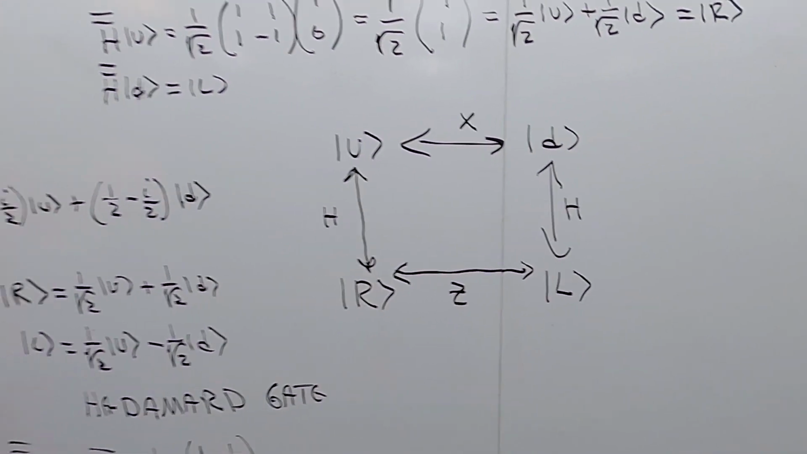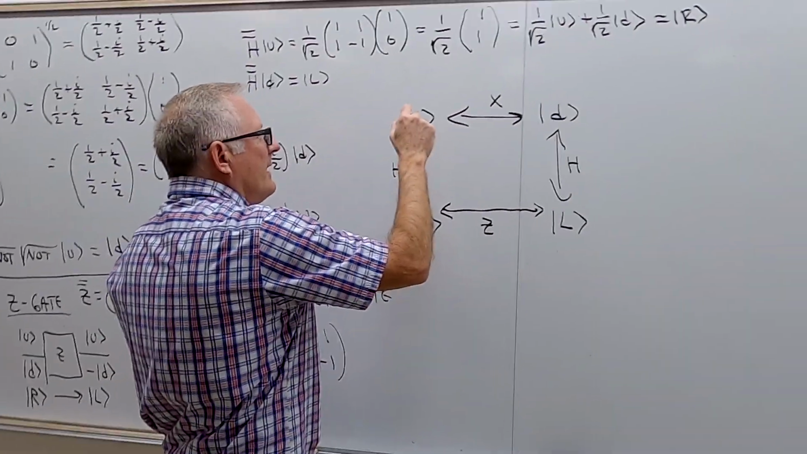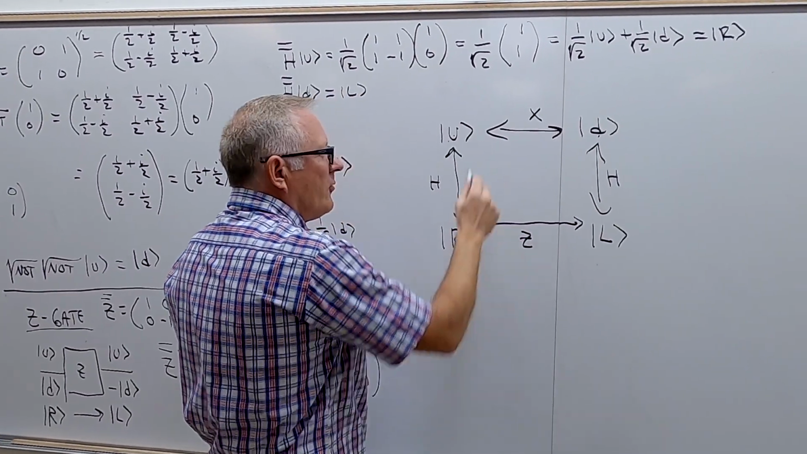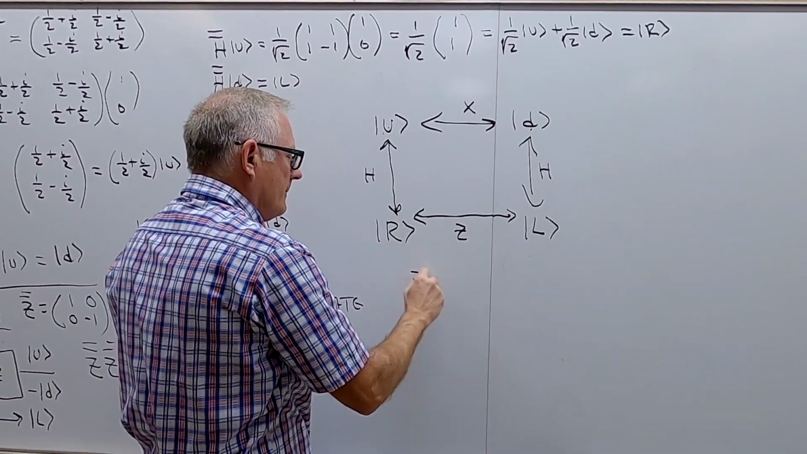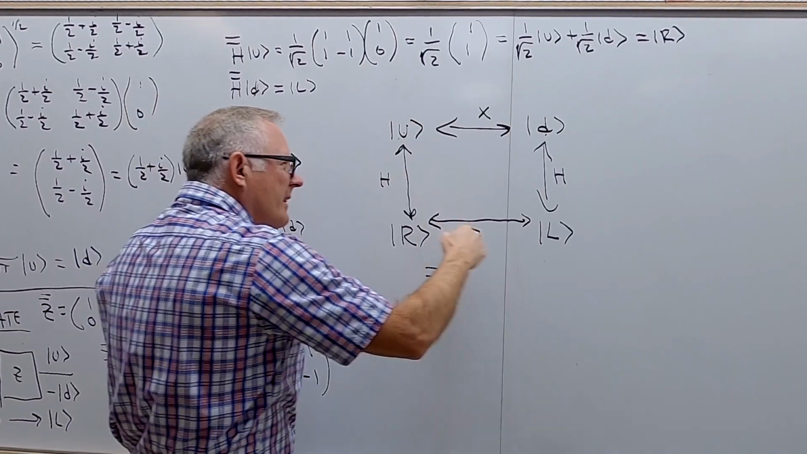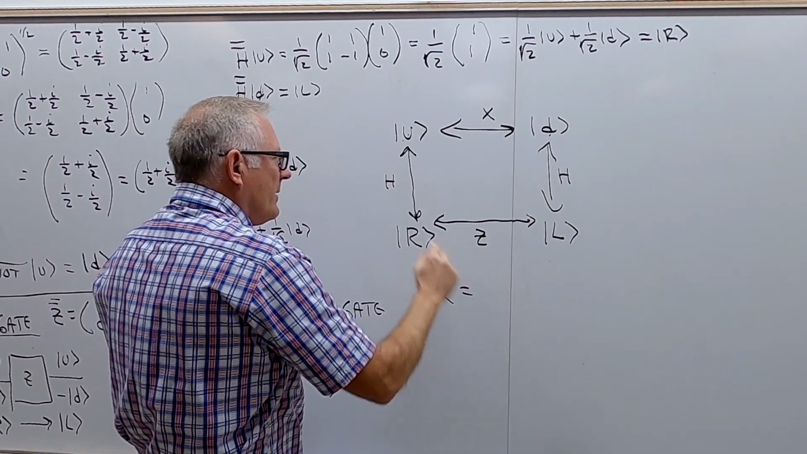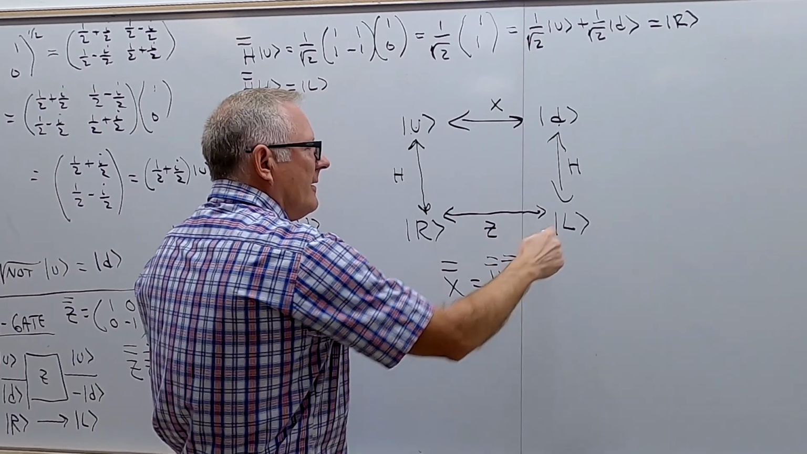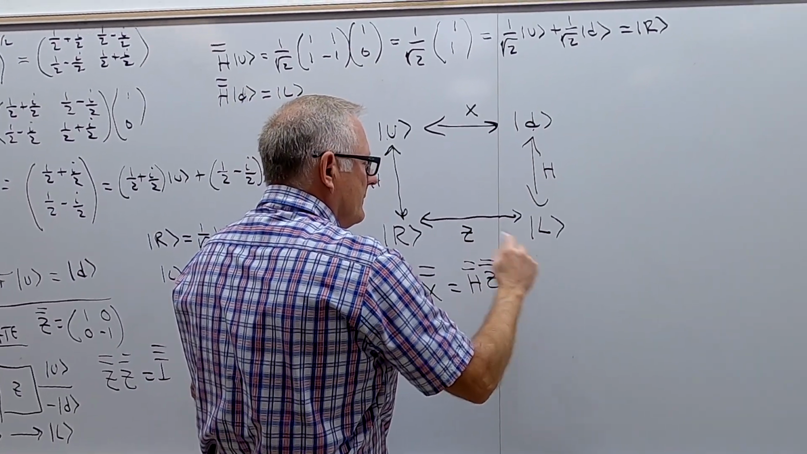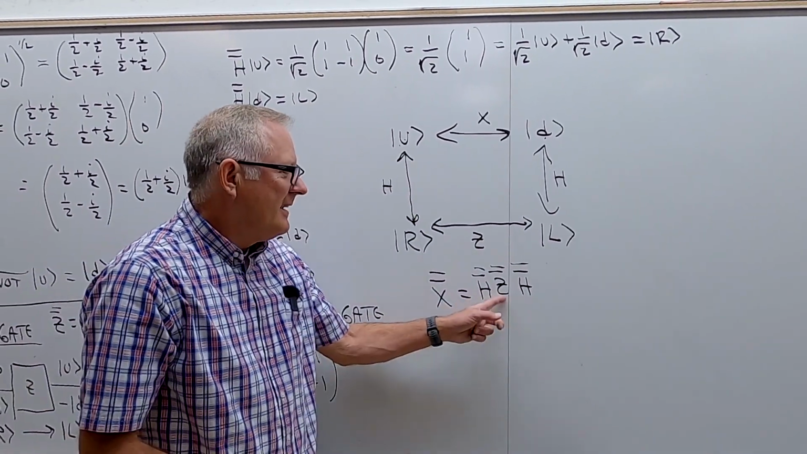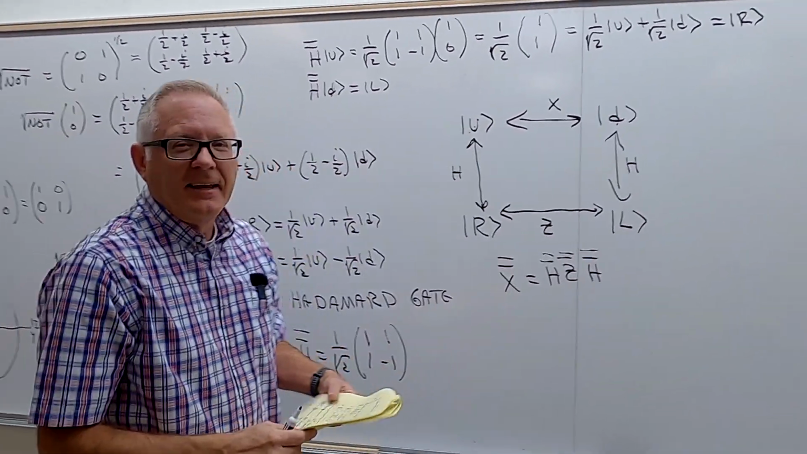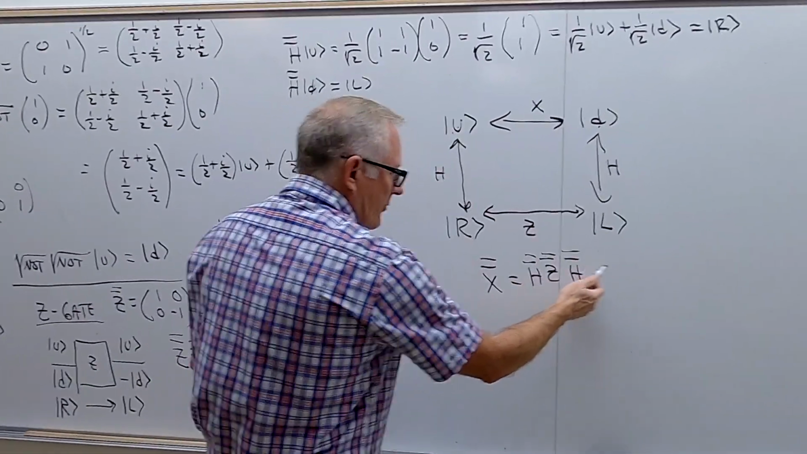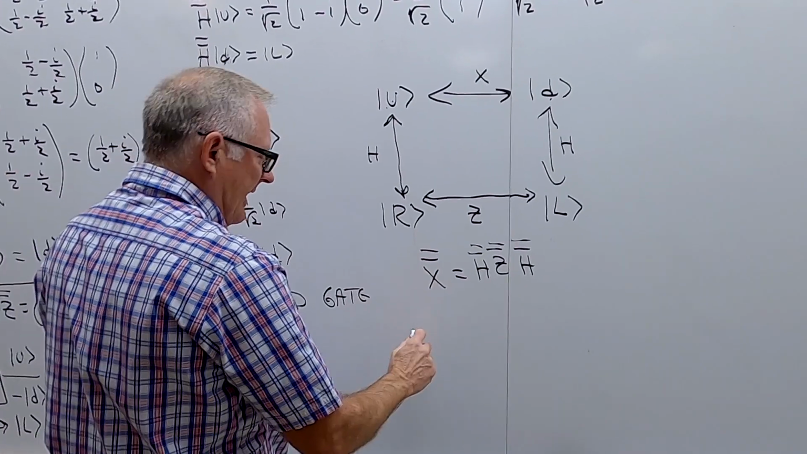So if I wanted to go from here, let's say from an up to a down, I have to apply what? An X gate to it. Or if I went this way, I'd have to apply an H gate, then a Z gate, then another H gate. So H gate, Z gate, and H gate is the same thing as an X gate right there. And we could have done that. We could have multiplied out these three just to see if we do get the X gate.